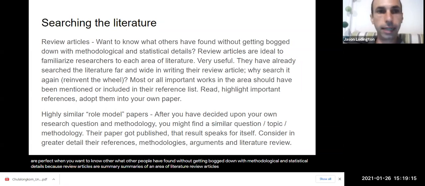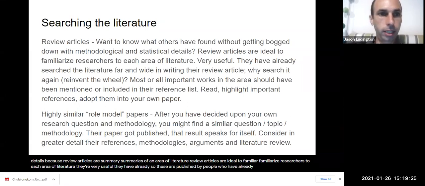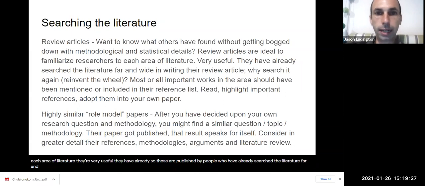Review articles are ideal to familiarize researchers with an area of literature. They're very useful. They are published by people who have already searched the literature far and wide in writing their review article. Why search it again? Why reinvent the wheel? If you want to become familiarized with an area of research, you might as well start with review articles.